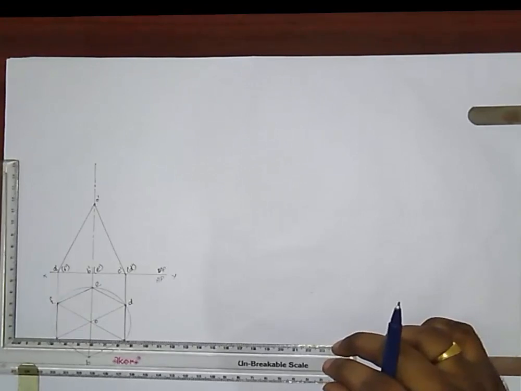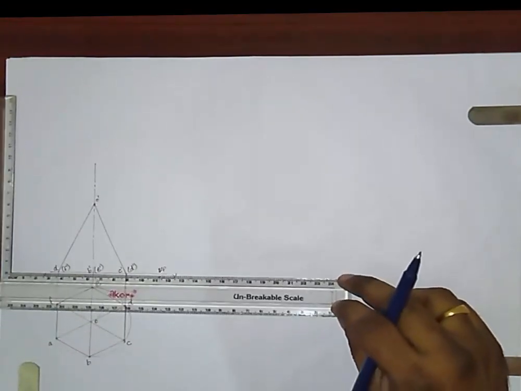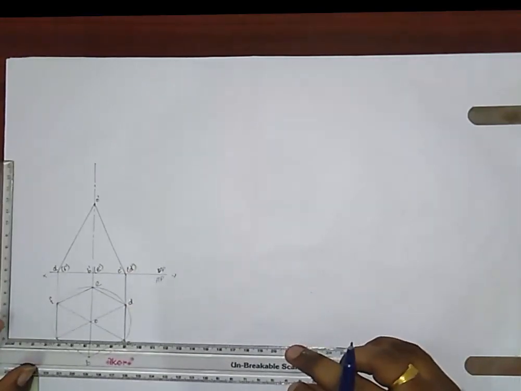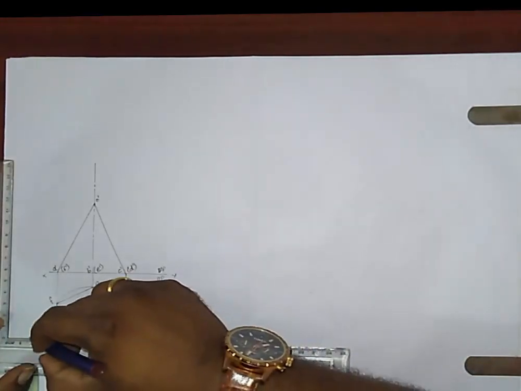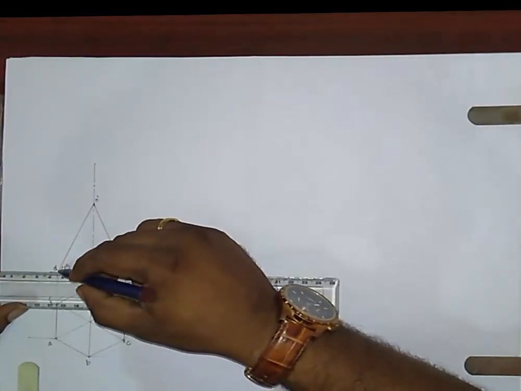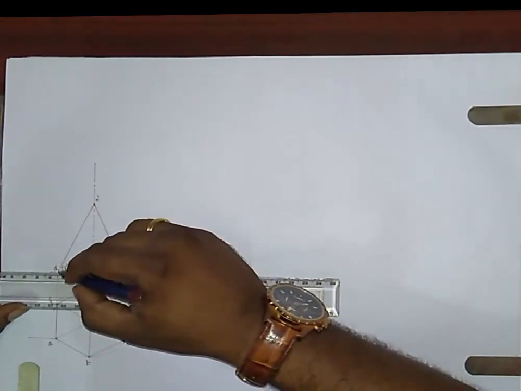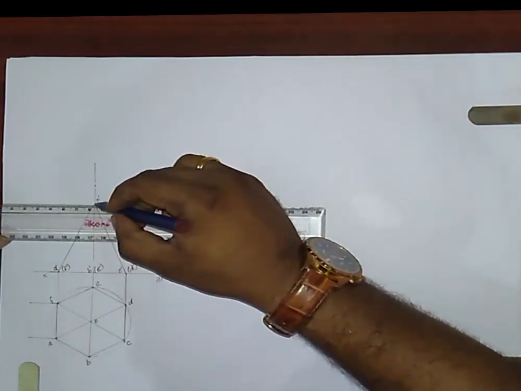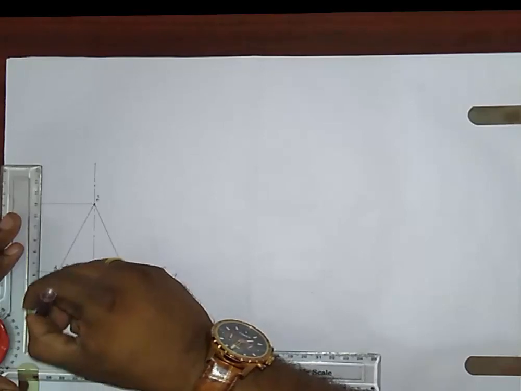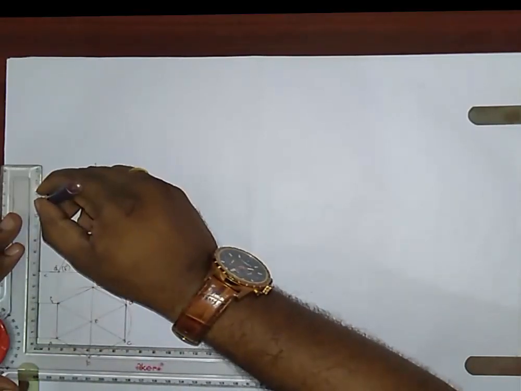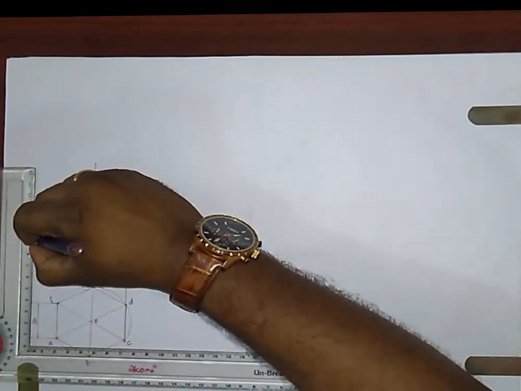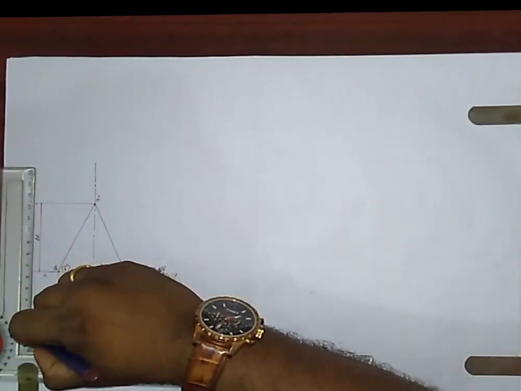Now the side of the base is 30 mm and the axis height is 60 mm. I have to make the dimensioning like this. This is your 30 mm and this is your 60 mm. Like this I have to make the dimension. This is your 30, your 60, right?